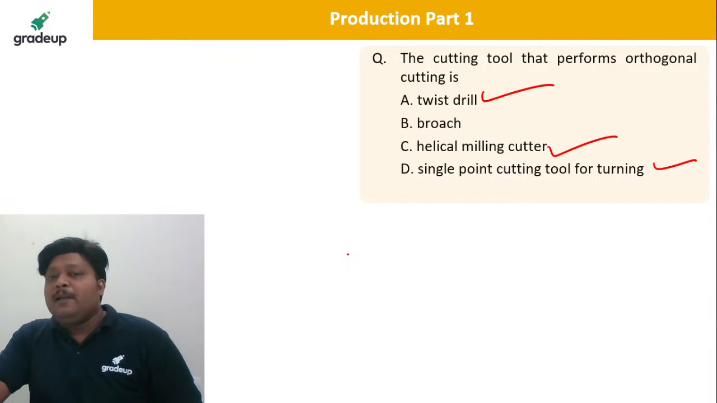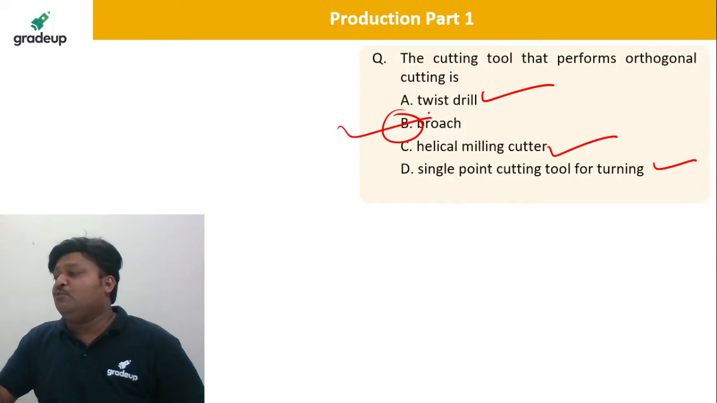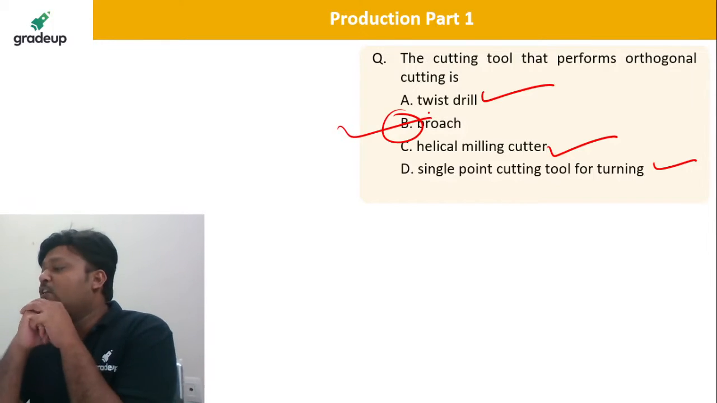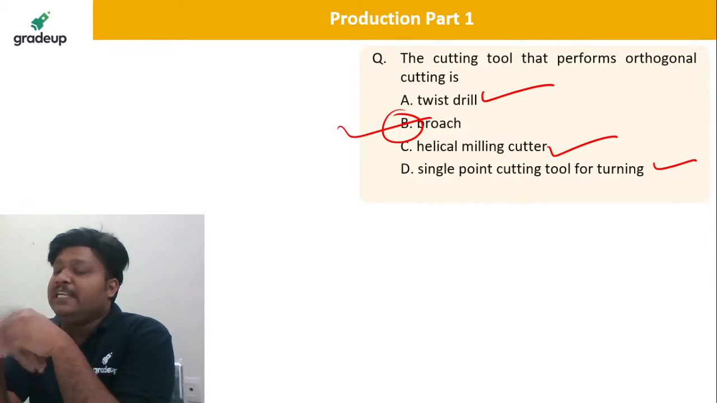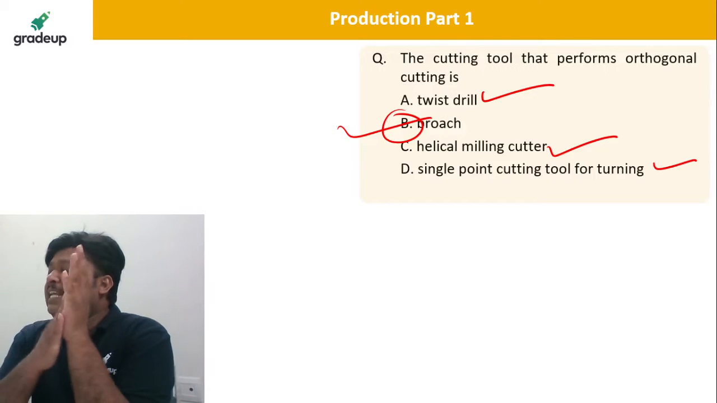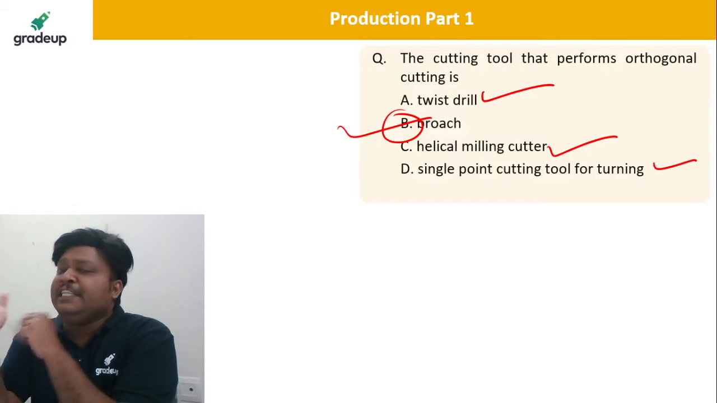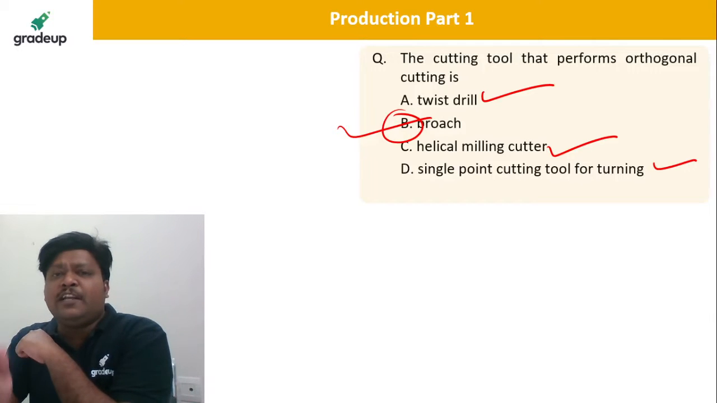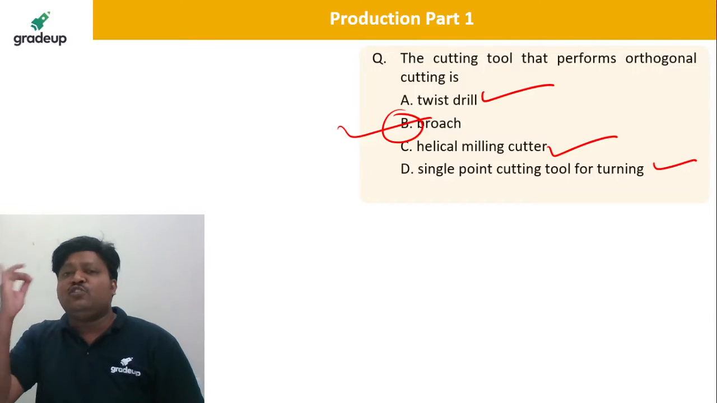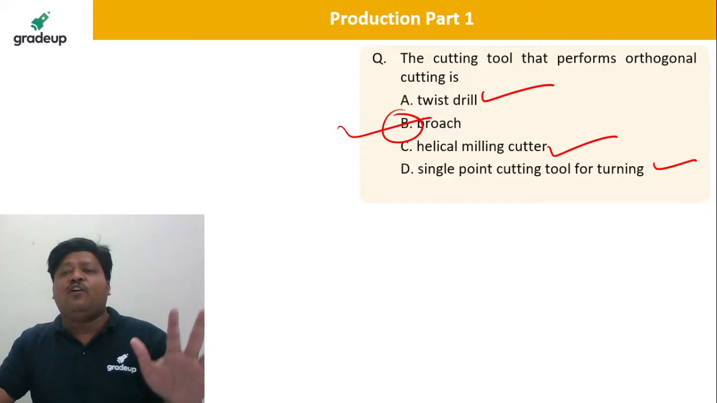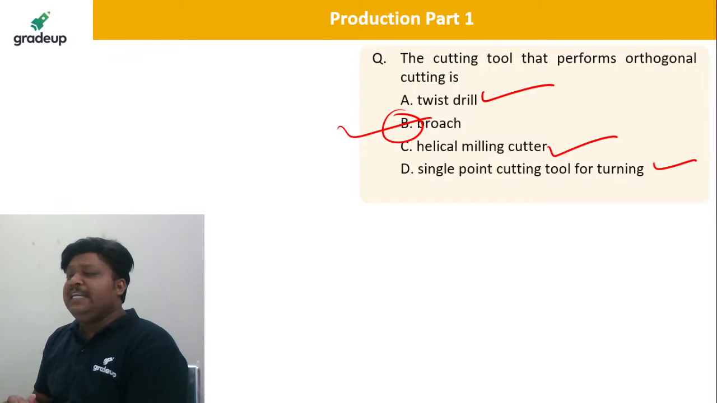Okay. See here, the broach is performing the orthogonal cutting operation. Which cutting tool? That is the broach. The broach is the correct answer. Broaching, sawing, parting off, all are performed as orthogonal cutting. Very nice. So B is the correct answer.